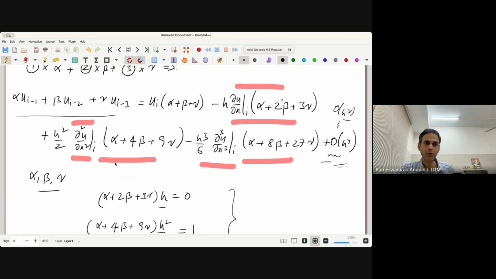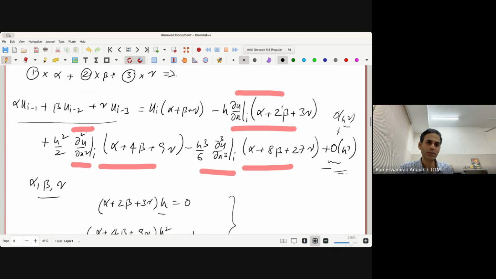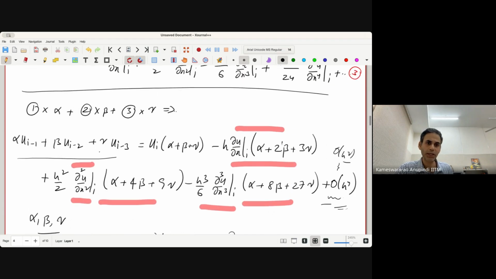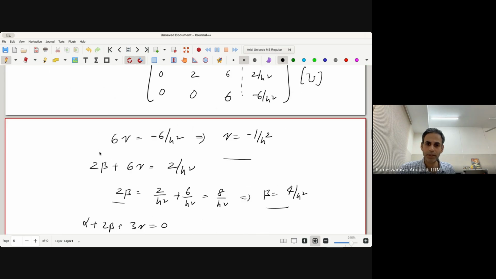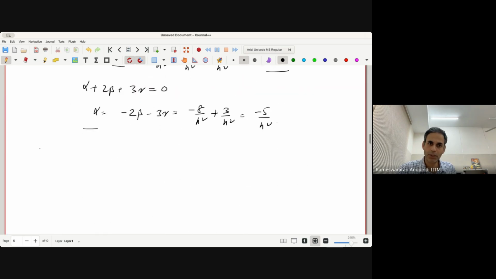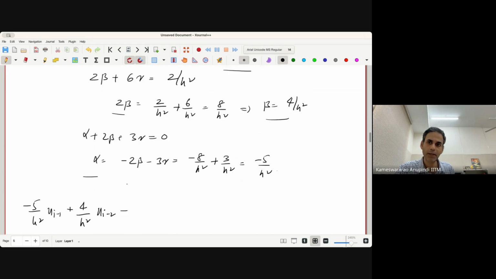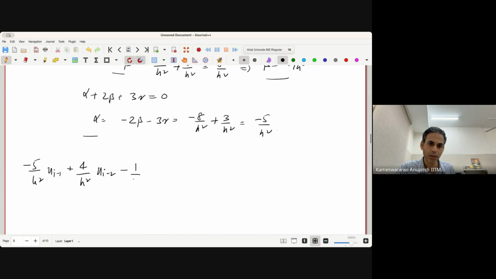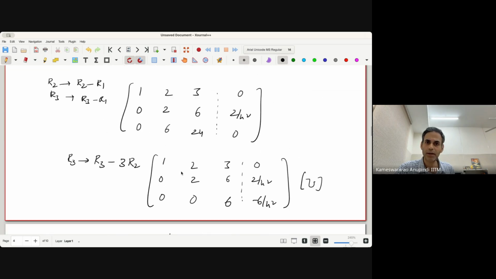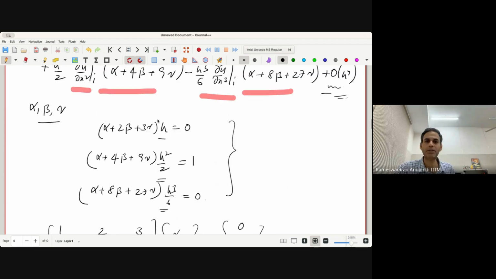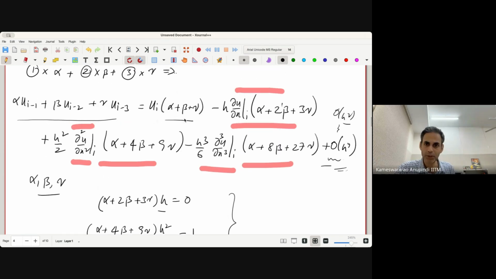Okay, so that is going to be alpha times ui minus 1. So this is minus 5 by h square ui minus 1, plus beta, which is 4 by h square, times ui minus 2. And then I have plus gamma, that is minus 1 by h square, times ui minus 3 equals, on the right hand side, I have alpha plus beta plus gamma times ui.